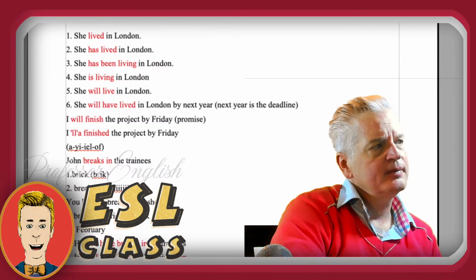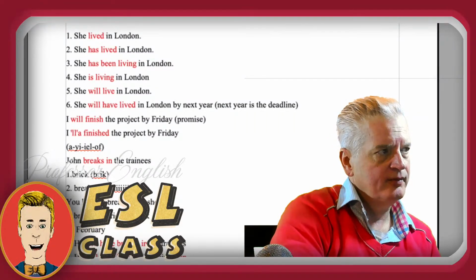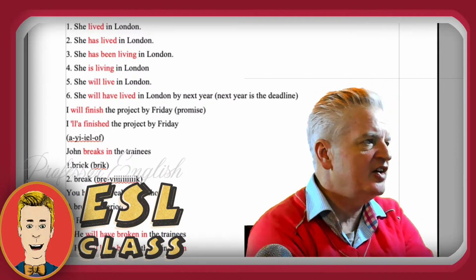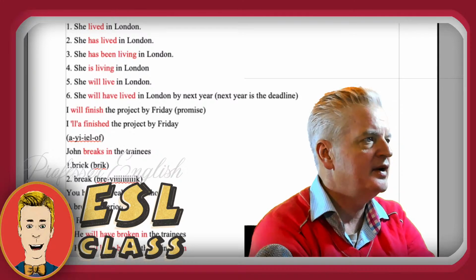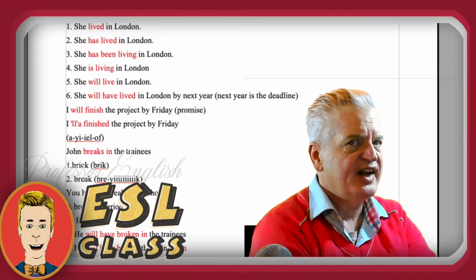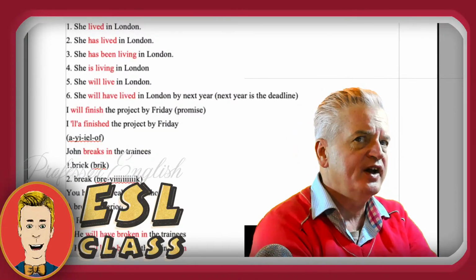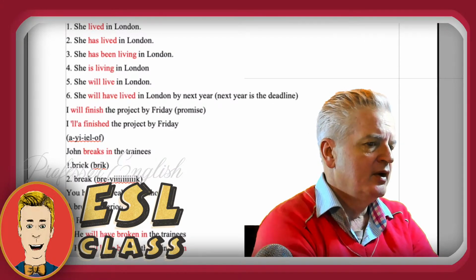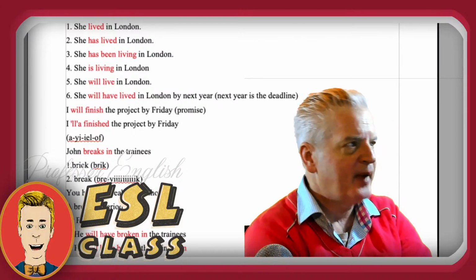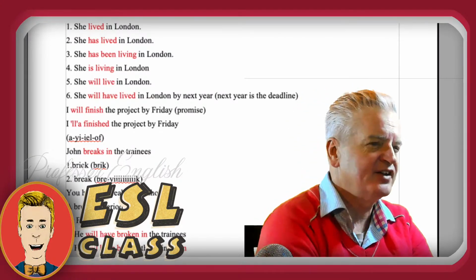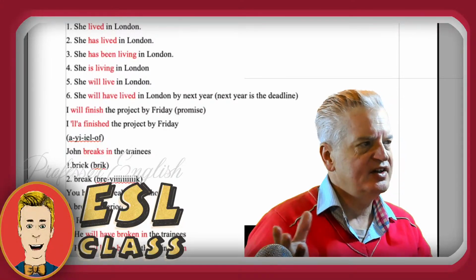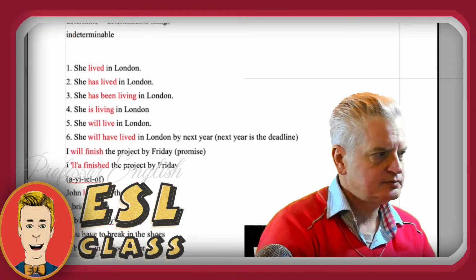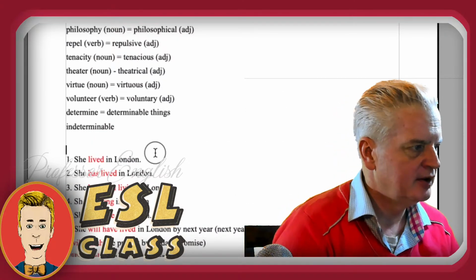So let's compare these 6 sentences. Number 1 through 6. Let's just read through them. She lived in London. Okay, that's sentence number 1. And then we've got sentence number 2. She has lived in London. What is the difference between number 1 and number 2? Now you might say, oh, number 1 is simple past and number 2 is present perfect. Okay, that's great. You know the names. But what is the difference in the idea between number 1 and number 2? I think I'll just write something here.